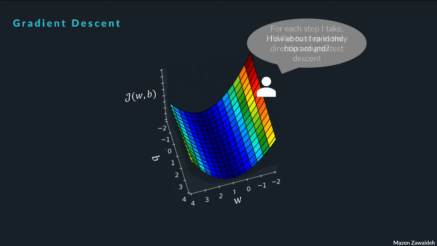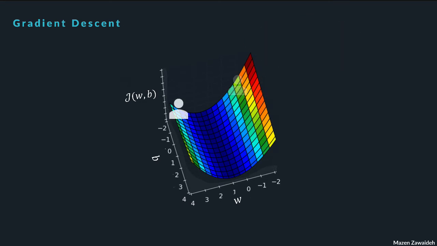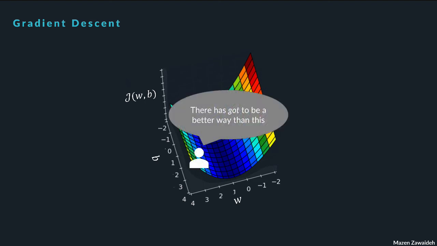Let's first try a naive approach. We'll randomly vary our weights and biases and see if we can get to the bottom. Clearly, this is not the most effective solution.